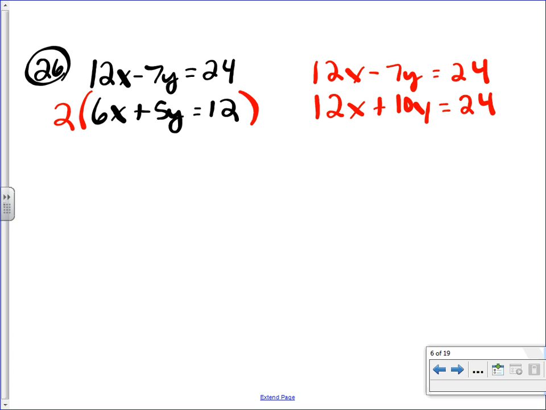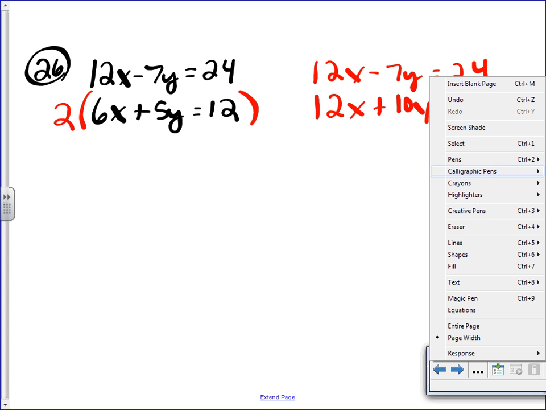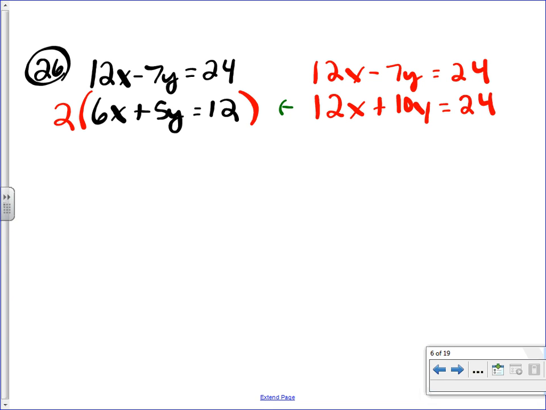The reason I multiply that bottom equation by 2 is so that I can come over here and use a little subtraction so that I can get rid of those x's. 12 x's, you take away 12 x's, now you have no more x's. What do you get when you subtract over here? Negative 7y minus 10y. Negative 7 minus 10. Joseph, what's a negative 7 minus 10? No. Negative what? Negative 17. Use that calculator. 24 minus the 24 is 0.